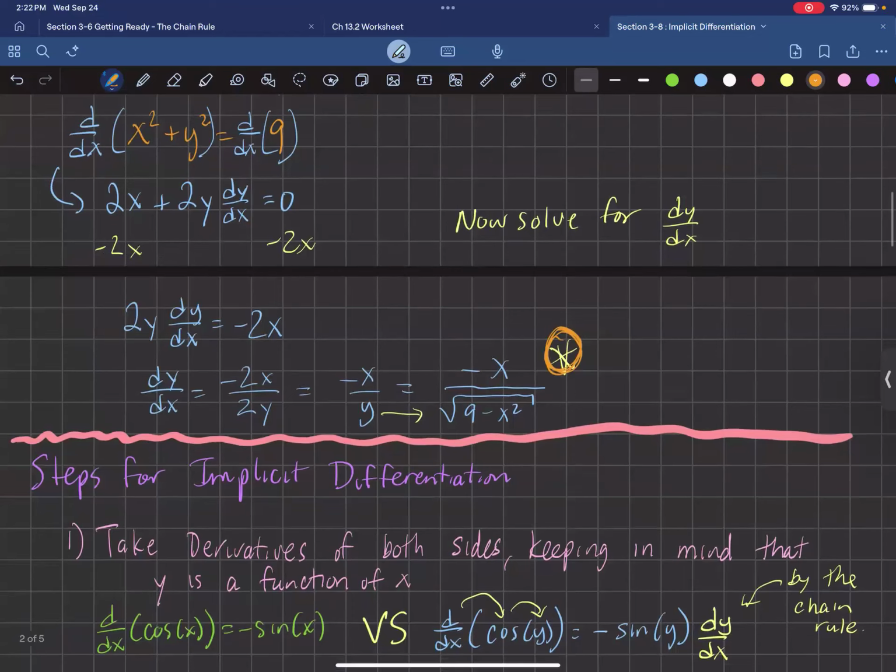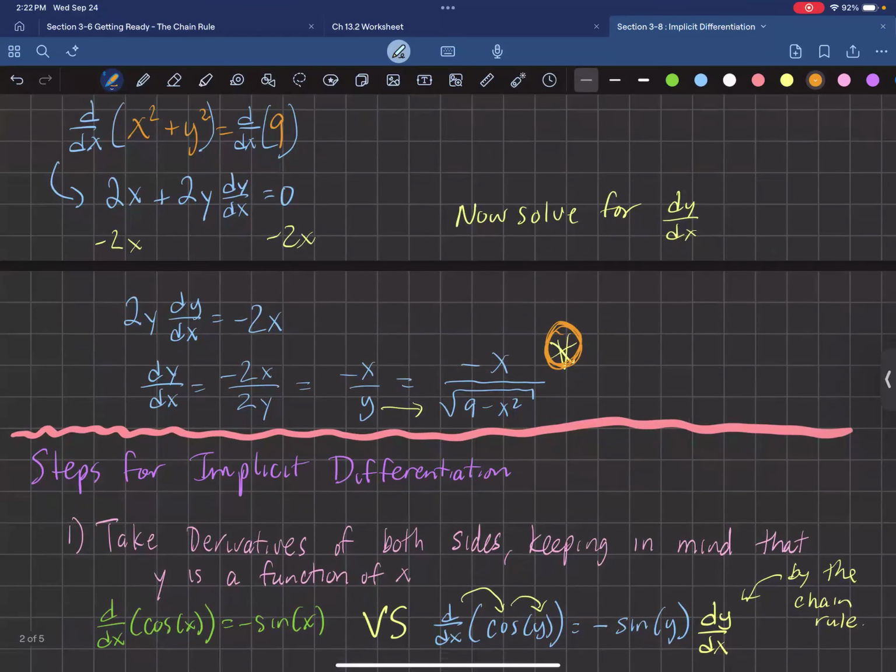First, we start off by taking the derivative of both sides, keeping in mind that y is a function of x. So if I were to take the derivative of cosine x, we would have negative sine x. But if we take the derivative of cosine y, first we take the derivative of cosine and get negative sine y. Then we have to do the chain rule, moving inside the inner parentheses. The derivative of y is dy/dx. So there's a difference between the two.